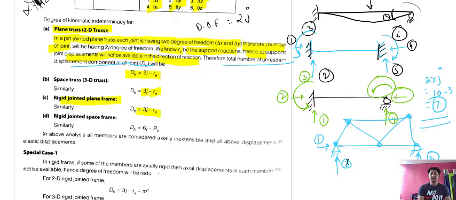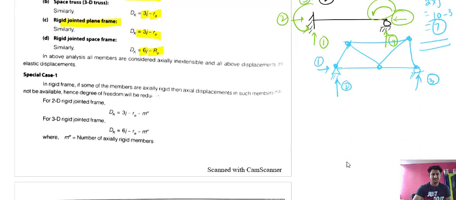And in case of 3D, every joint will be having 6 degrees of freedom. Then the formula becomes 6j minus re. Okay, that is the case of a truss and frame. Now there is a special case.